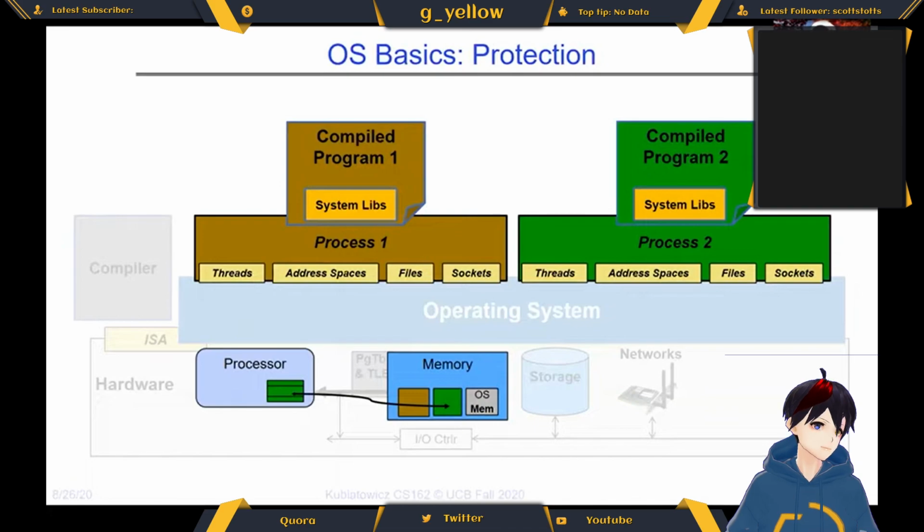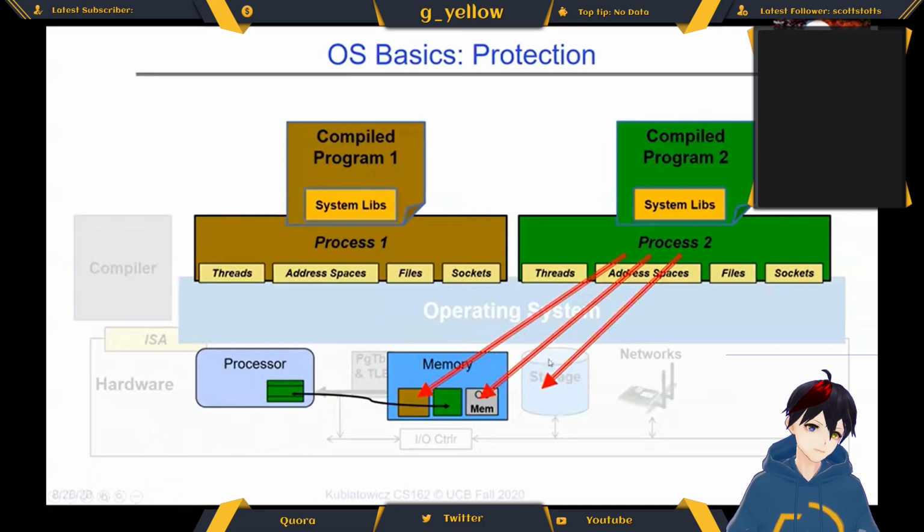Okay, so let's talk briefly about protection. So here we have brown and green, but I said they were protected from each other. So what happens if process 2 reaches up and tries to access brown's memory, or tries to access the operating system, or tries to access storage which is owned by some other user?